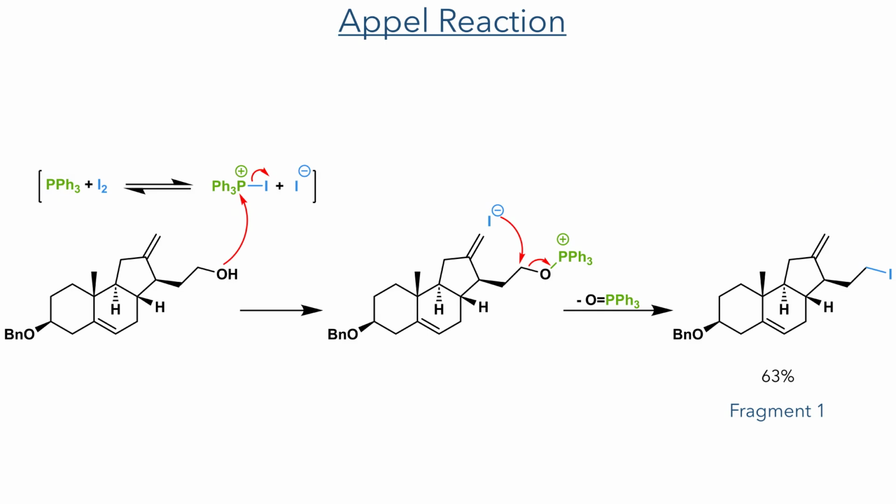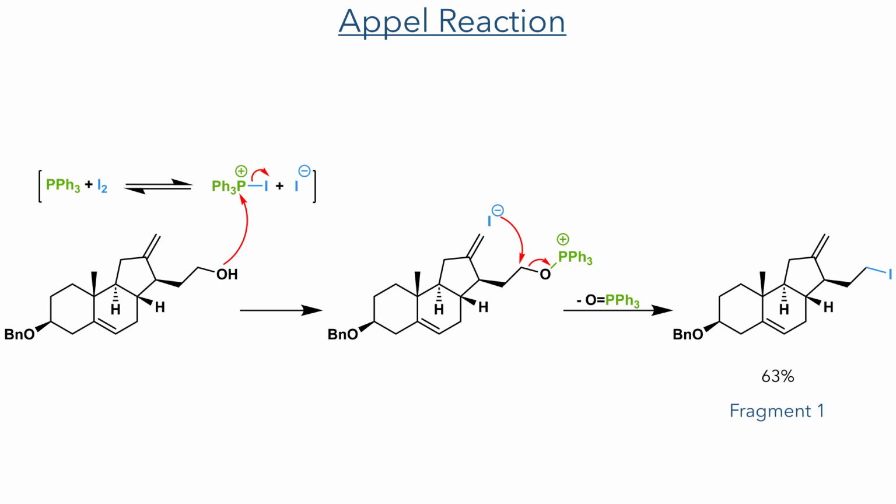This alcohol was then iodinated using an Appel reaction. Triphenylphosphine reacts with iodine to generate phosphonium iodide. This is attacked at the phosphorus by the hydroxyl group, forming an activated intermediate that can then be displaced by the iodide. This eliminates triphenylphosphine oxide to generate the primary iodide in a 63% yield, completing the synthesis of Fragment 1.